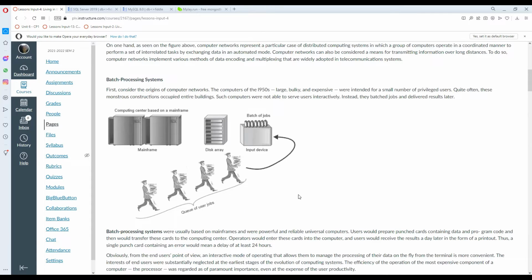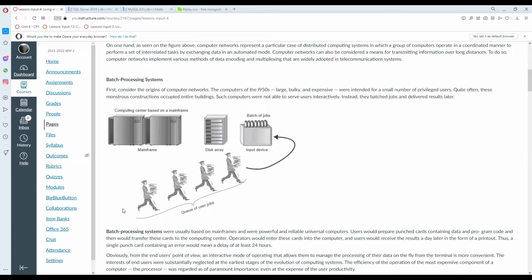Batch processing system. First, consider the origins of computer networks. The computers of the 1950s, which were large, bulky, and expensive, were intended for a small number of privileged users. Quite often, these monstrous constructions occupied entire buildings. Such computers were not able to serve users interactively. Instead, they batched jobs and delivered the results later.